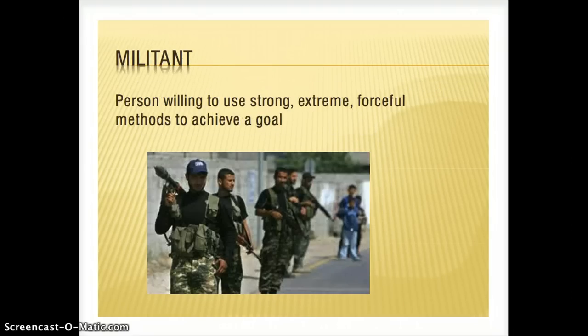Last one here, a militant. The word militant is a person that uses strong, extreme, forceful methods to achieve a goal. So when people stop talking to each other and negotiating with words and start fighting each other, oftentimes the people doing the fighting are called militants.